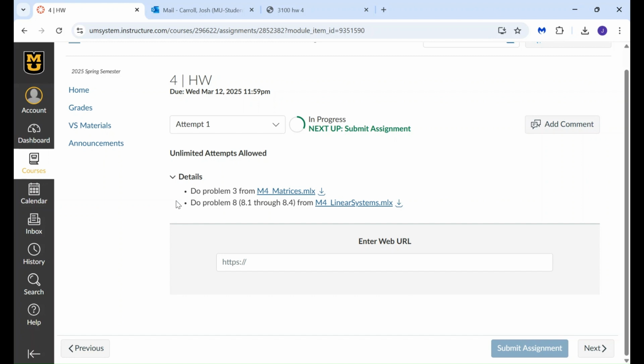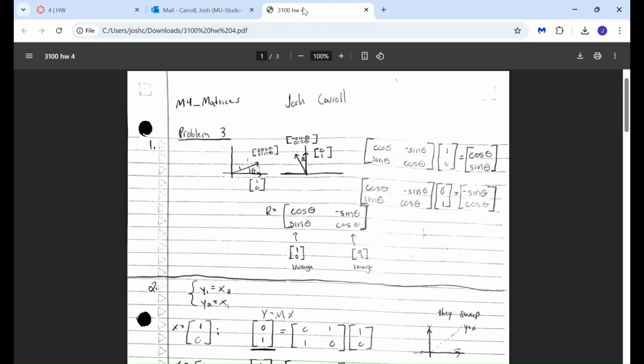Just checking out the project. We're asked to do problem 3 and 8 from each of these two different files. For problem 3, I did it on paper. And for all sets, we're asked to use these x's, which I'd call images here because that's what we called it in class.